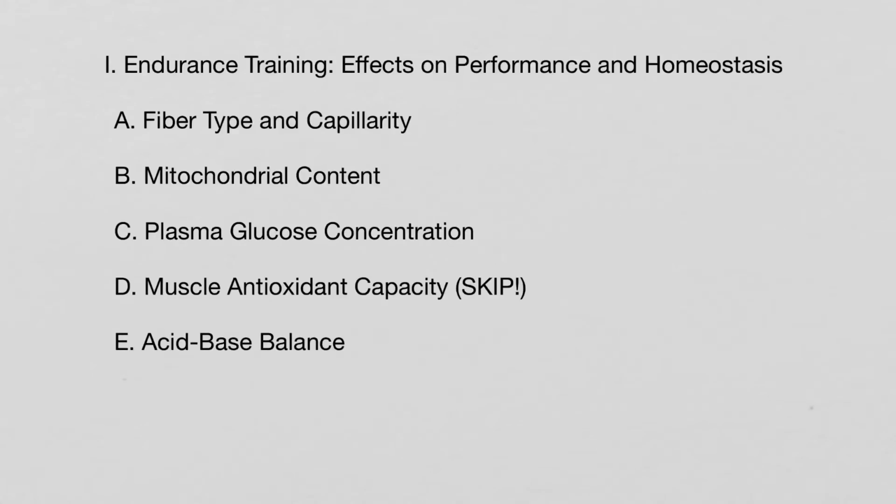So first, let's take a look at the outline. The main heading for this section is Endurance Training, Effects on Performance, and Homeostasis, and the page numbers are 299 to 305. The subsections are fiber type and capillarity, mitochondrial content, plasma glucose concentration, muscle antioxidant capacity, which we are going to skip, and last, acid-base balance. We will see as we go down the list that almost all of these are really going to be related to the increased mitochondrial content in the muscle fibers.